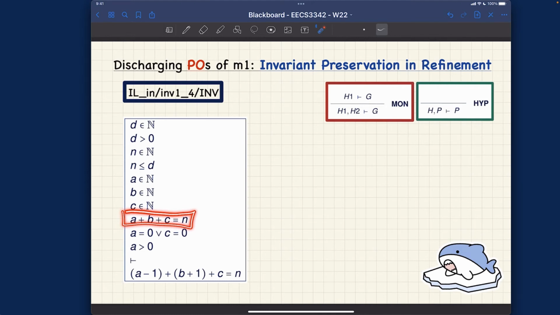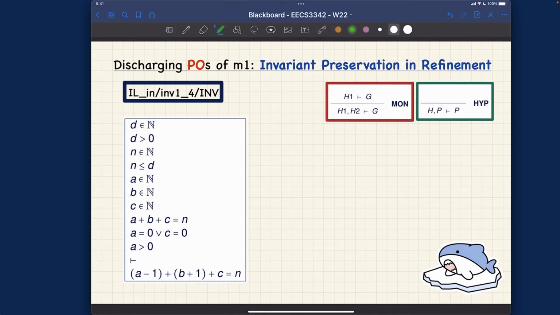Would this be enough? It turns out this will be enough, because if you do some simple arithmetic, -1 plus 1 cancel out. You get exactly A plus B plus C equals N. In that case, this appears in both the hypothesis and the goal, which will be proved without any modification according to the hypothesis rule. You can see this one is rather straightforward. You just have to observe, among so many hypotheses, which one might be relevant. And in this one, we are lucky. It's rather straightforward.